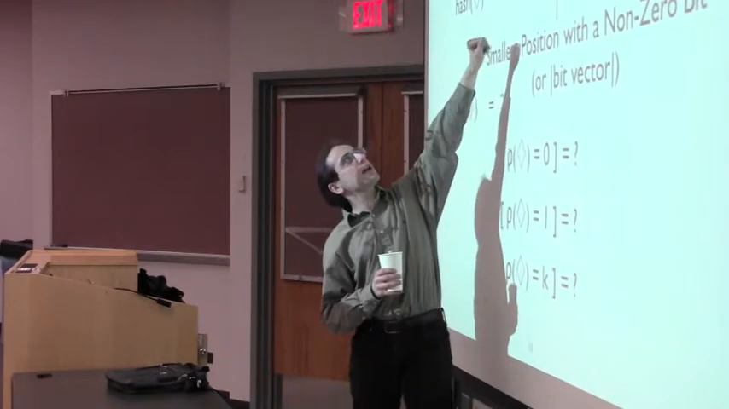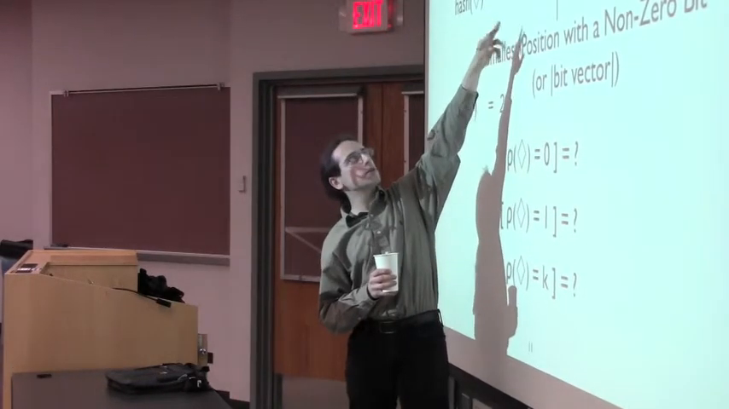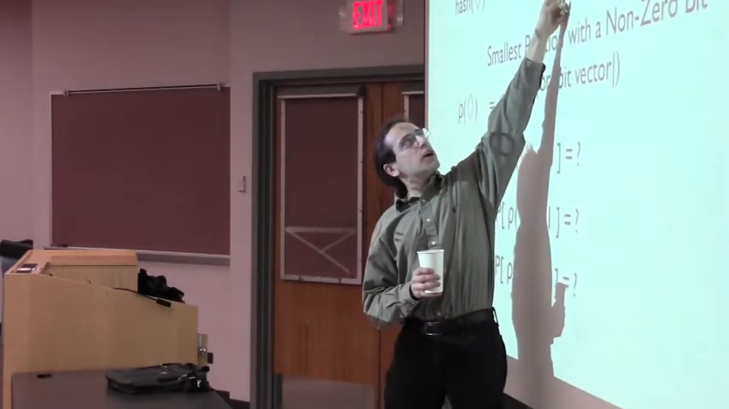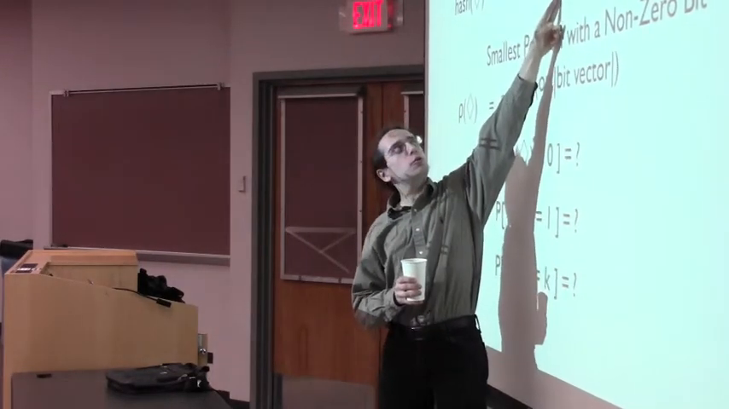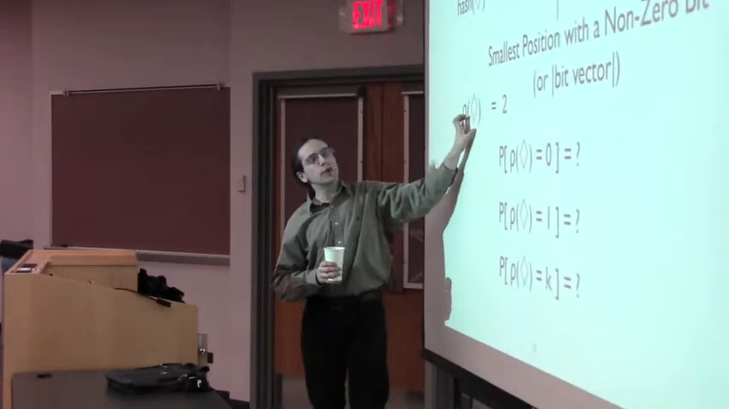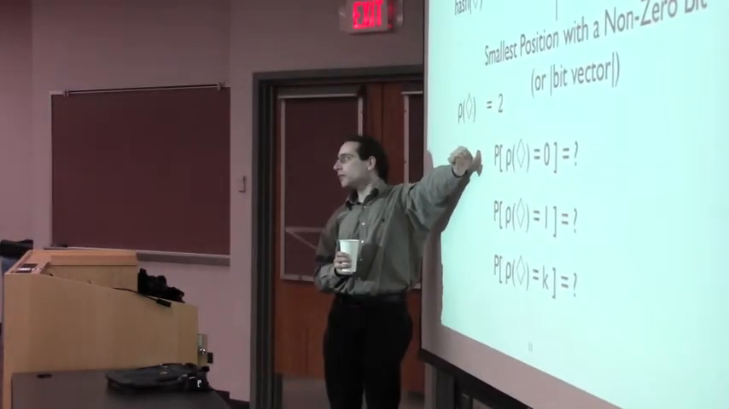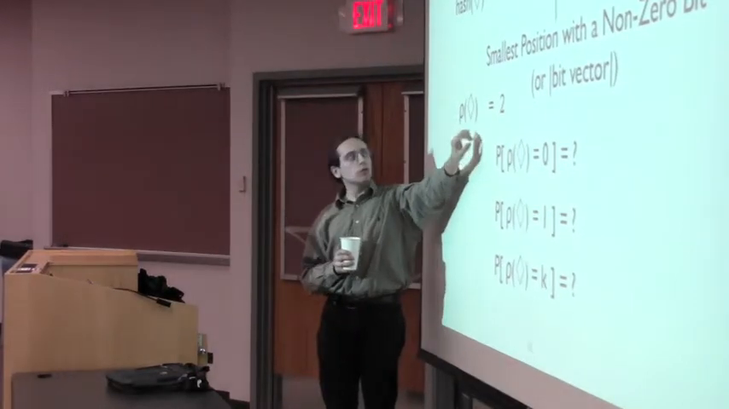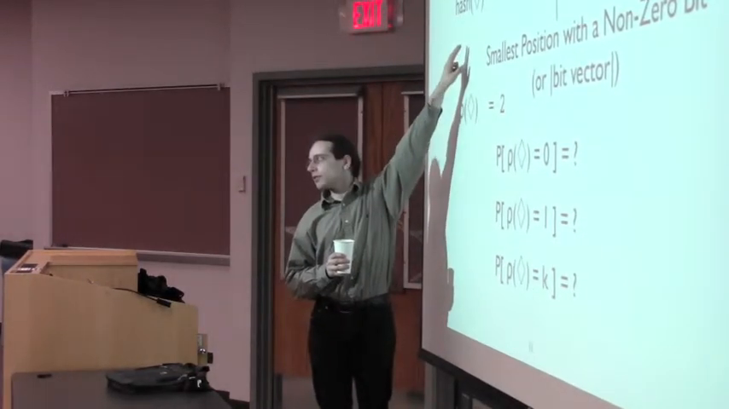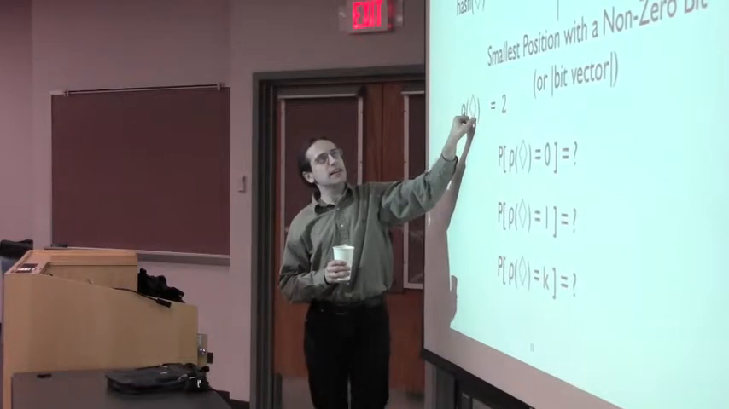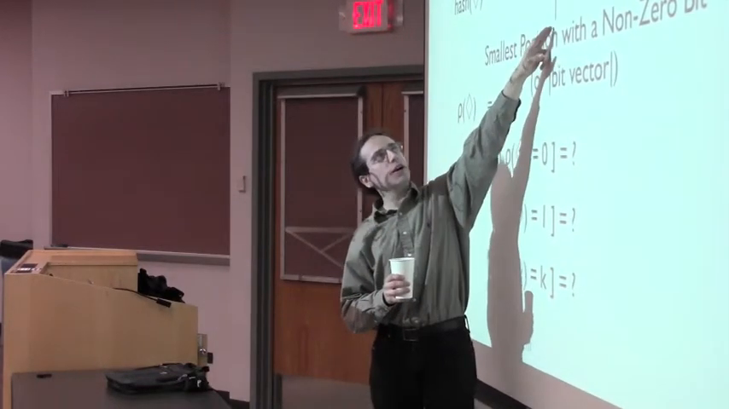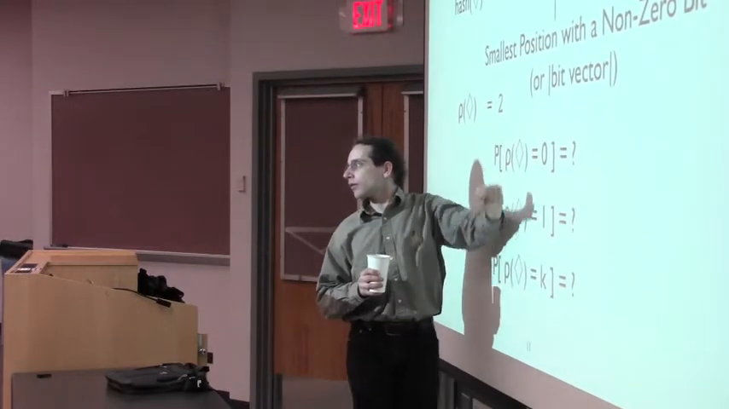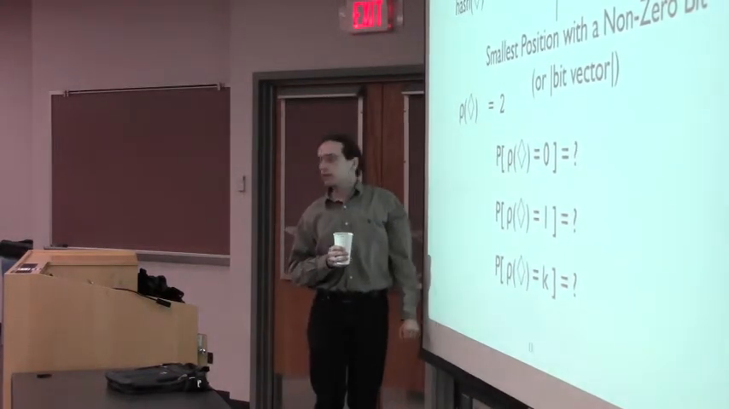So in this case, for this hash, 001001, blah, blah, blah, the first non-zero bit is in position 2, so the value of this rho function is going to be 2. Is that clear? So the rho is based on the hash. The rho function is the index of the first non-zero bit in the hash.